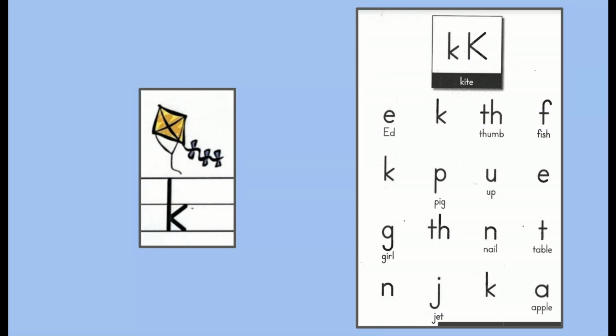Kite. Say the word kite. Kite. The sound you hear at the beginning of the word is made by the letter K. Now let's practice some sounds that we've been working with. Ready? Our new sound, k, like kite.